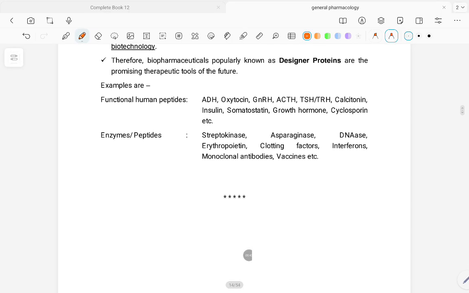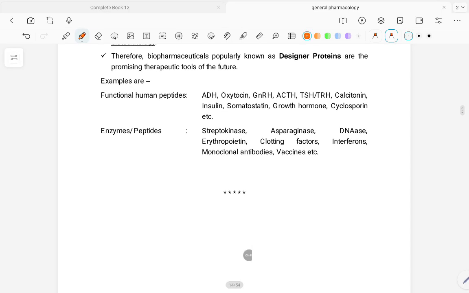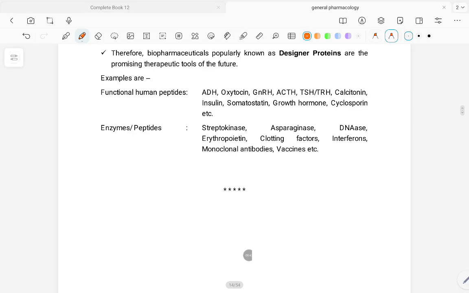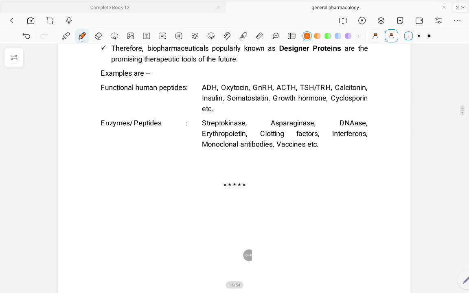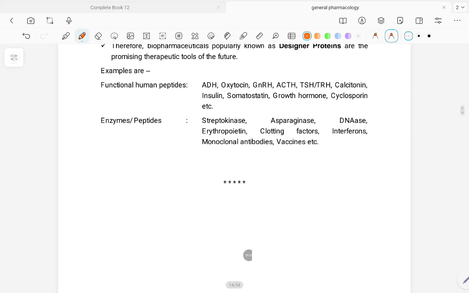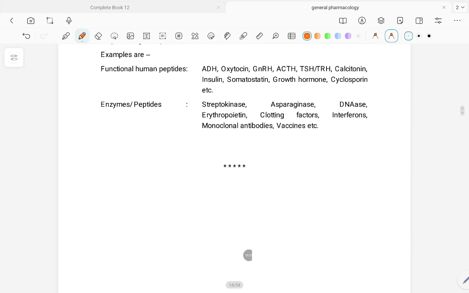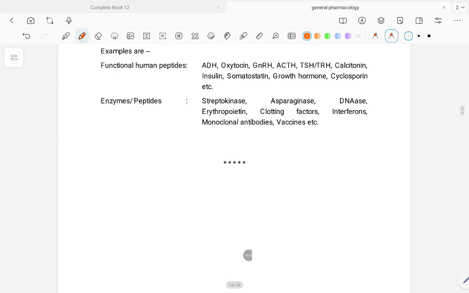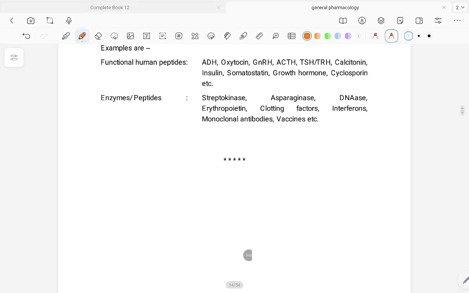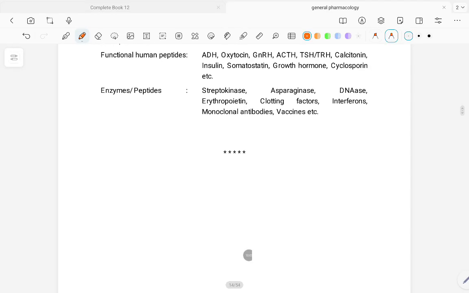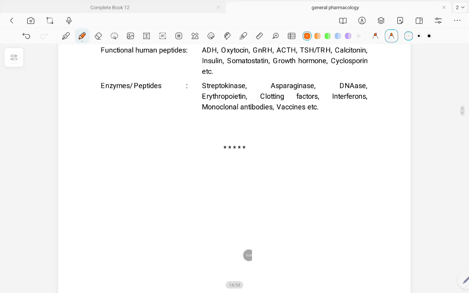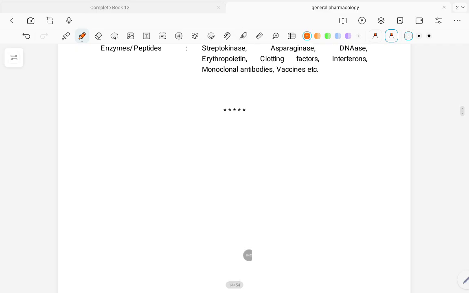Examples are functional human peptides: ADH, oxytocin, GnRH, ACTH, TSH, TRH, calcitonin, insulin, somatostatin, growth hormone, cyclosporin, etc. Enzyme peptides: streptokinase, asparaginase, DNase, erythropoietin, clotting factors, interferons, monoclonal antibodies, vaccines, etc.